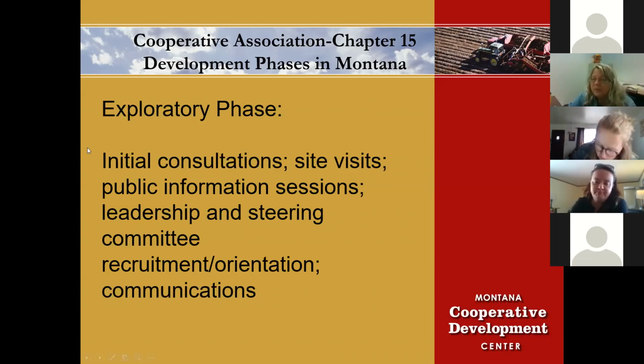It could also be an agricultural sector. We'll talk a little bit more. There isn't any real sector that co-op associations can't dip into. And these are the phases that they would go through in order to start.